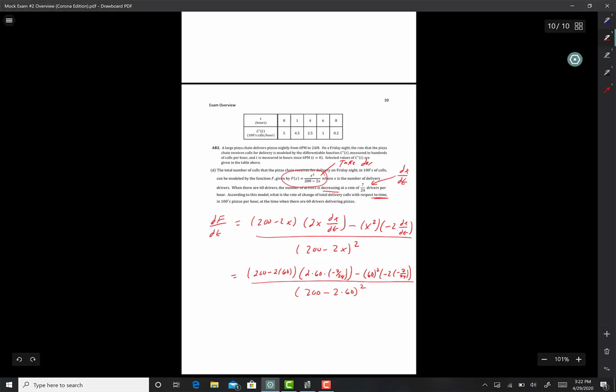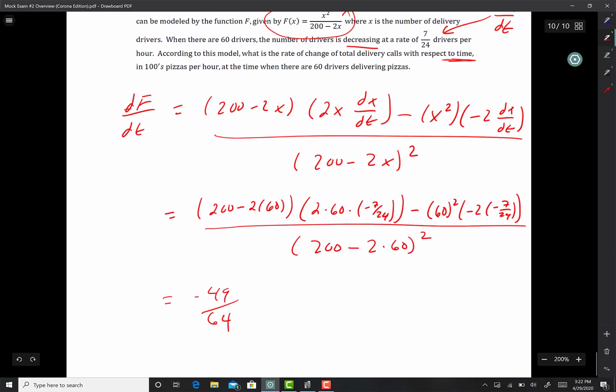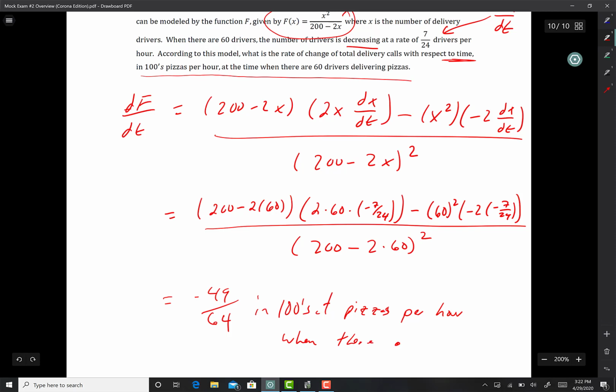I think that's the correct answer, guys. Negative 49 over 64, in hundreds of calls per hour, when there are 60 drivers. You don't have to add that, but this is the answer right here. Make sure you put negative in the front.